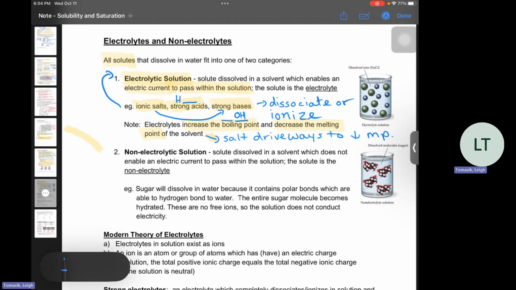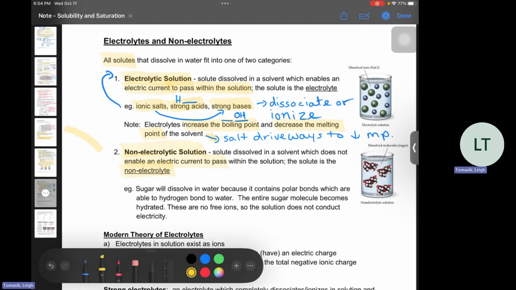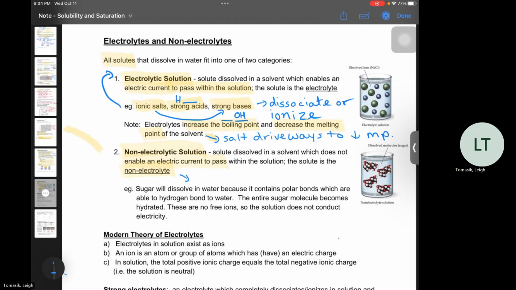Non-electrolytic solutions have solutes that are dissolved in a solvent which does not enable an electric current to pass within the solution. And the solute is a non-electrolyte, right? So these are all going to be covalent or molecular compounds. They mean the same thing, right? Except for acids.